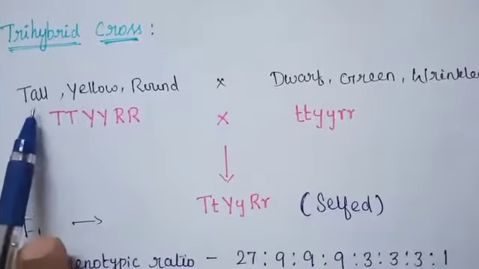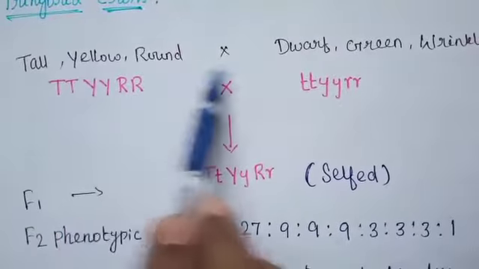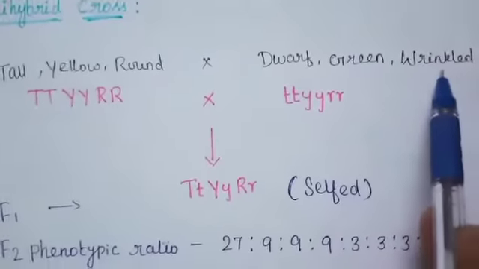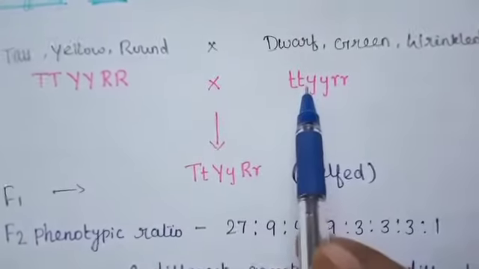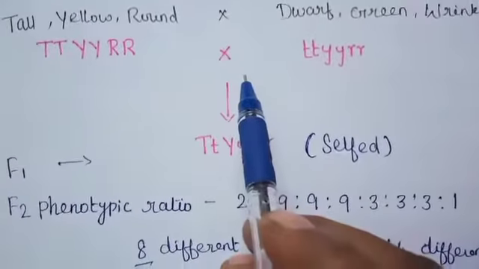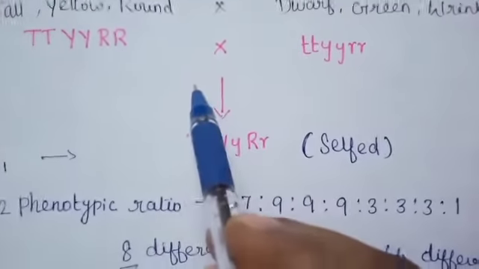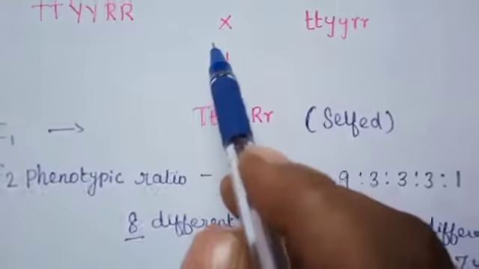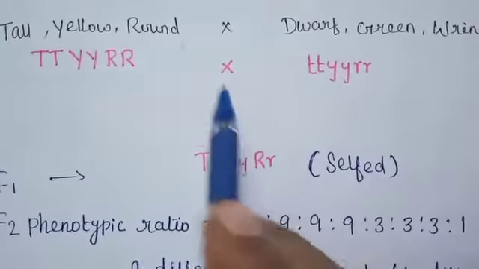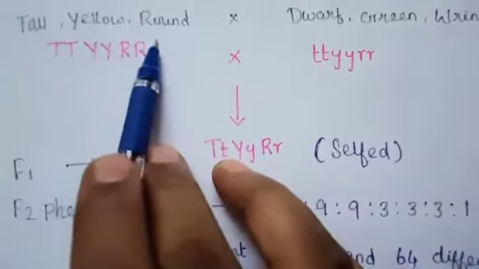Trihybrid cross. Three pairs of characters are present: tall character, yellow character and round character. Here dwarf character, green character, wrinkled character. This is dominant, this is recessive. The trihybrid cross demonstrates that Mendel's laws are applicable to the inheritance of multiple traits. So Mendel's law of segregation and Mendel's law of independent assortment are also applicable to three pairs of contrasting characters. So it is called a trihybrid cross.